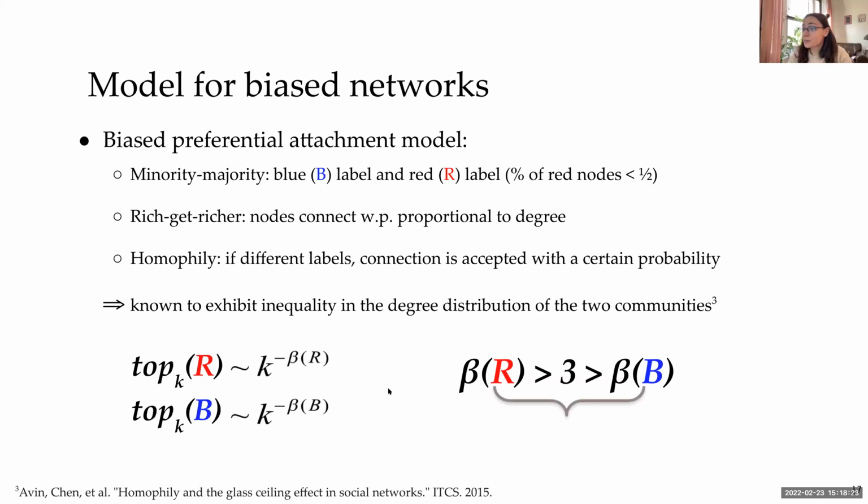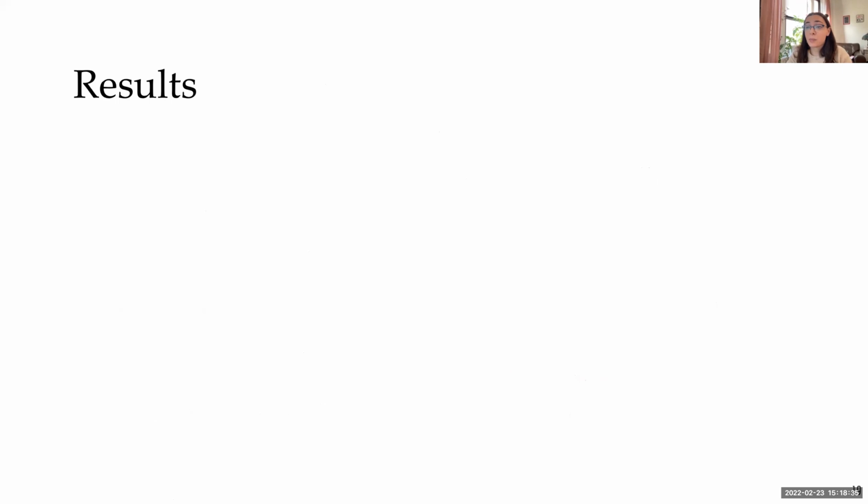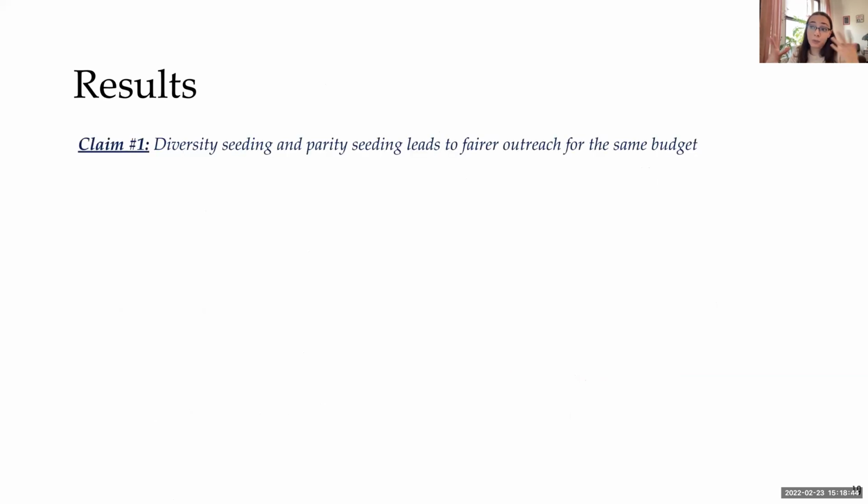So this is where we see that a metric like degree will be biased towards the majority, for example. Now, I want to show you quickly what's happening with our heuristic using this model, and I'm going to show you an illustration of that. The first thing that we get is that both diversity seeding and parity seeding would lead to a fair outreach for the same budget. And this claim is relatively intuitive, because we're trying to add more of the minority group in the early adopter set. And because minority connects more with minority, because we have homophily, that trickles down into the outreach as well. And it's a part of the model.